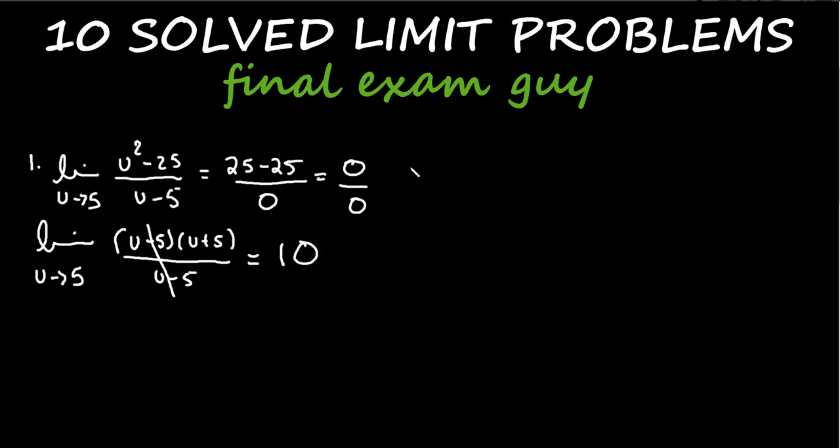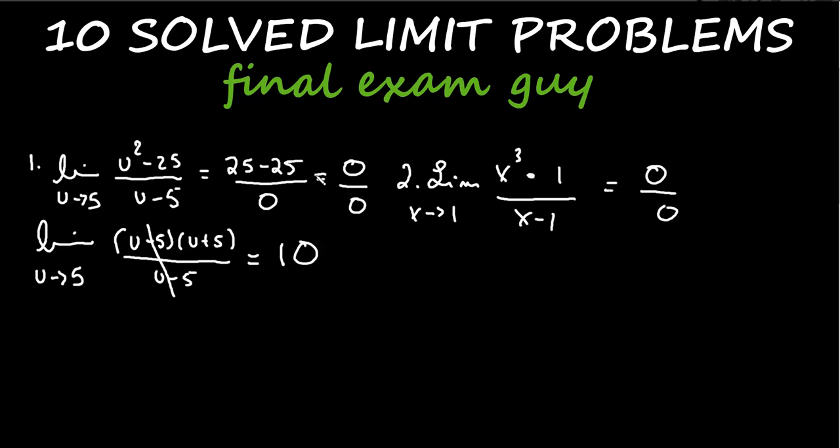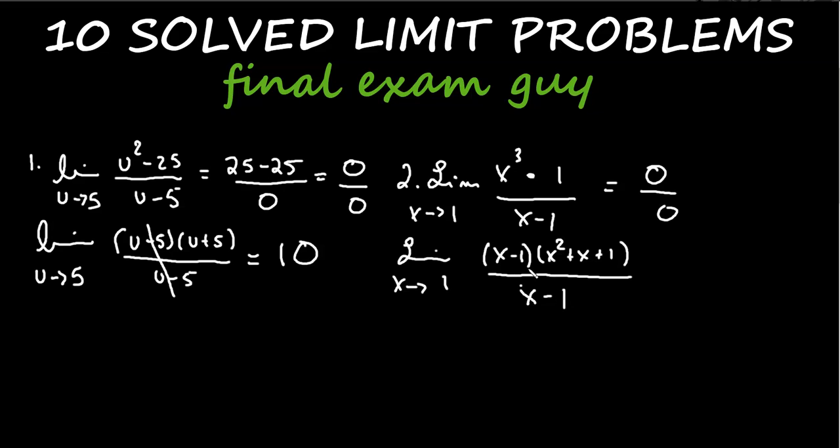Alright, so the next question, we have the limit as x approaches 1 of x cubed minus 1 over x minus 1. If you try to plug in 1 here, you still get 0 over 0, which is bad as well. The numerator is easily factorable, so the numerator factors this easily. That's what we want to do in these types of limits. You just want to factor and cancel something out so that you can easily plug in your approaching value and get a real number. If I plug in 1 here, I simply get 3.